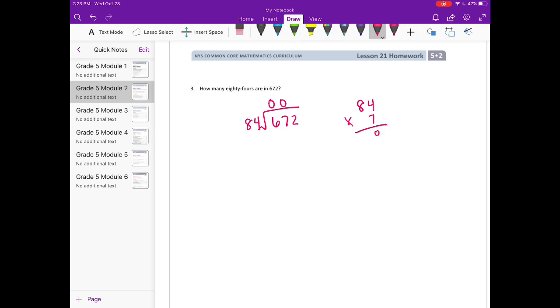7 times 4 is 28. 8 times 7 is 56 plus 2 is 58. So let's see if we could add another time. 8 plus 4 is 12, 16, 17, 672. So it could go in 7 plus 1, so 8 times. 8 times 84 is 672. So 8 times.